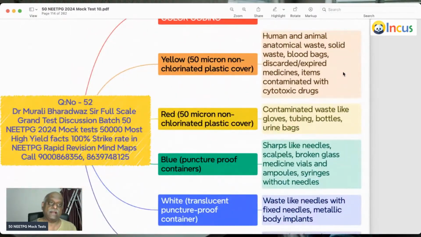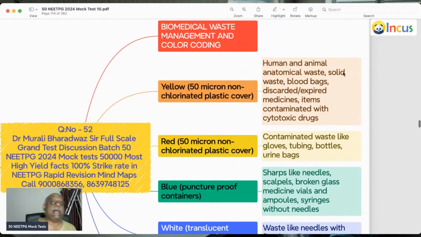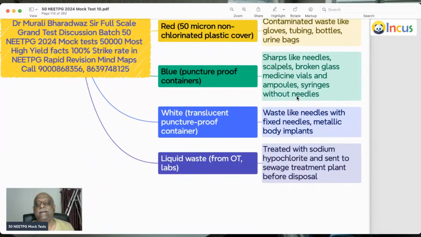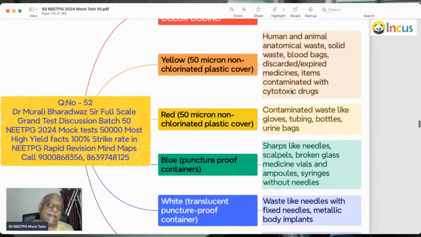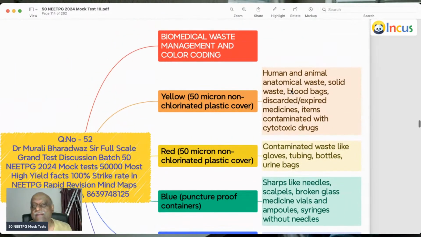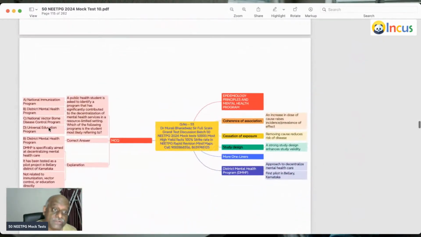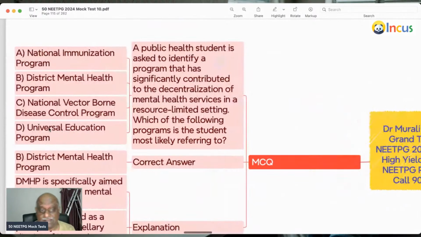If you look at the NEETPG exam, past 10 years, हर एक entrance में एक question आएगा. Black sheep, have you any wool? Yes sir, yes sir. Yellow color, red color, blue color, white color. Each color में क्या लगाओगे? This color coding of the biomedical waste is the favorite topic, doctor. If you didn't read and go to the exam, you missed the opportunity to become a topper.